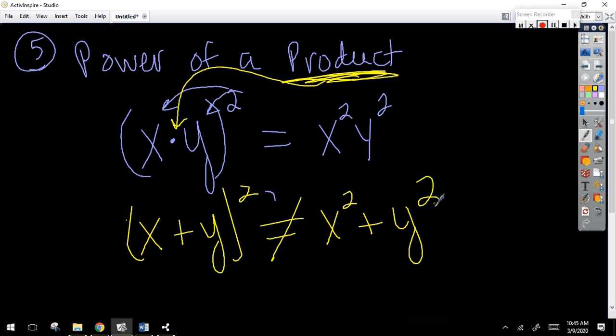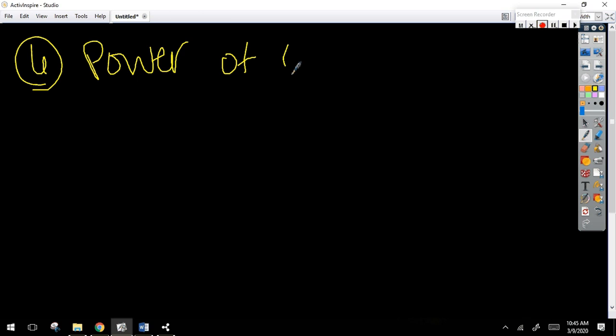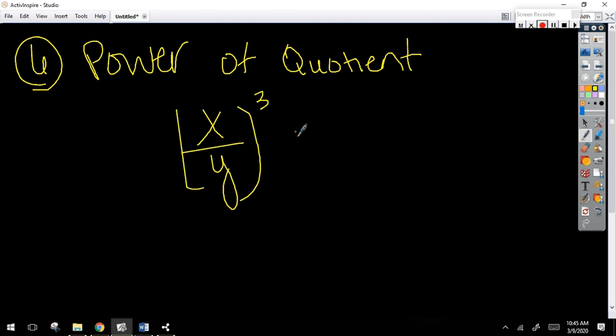You can't do that for subtraction either. So you can't do it for addition or subtraction, but you can do it for multiplication and division. I'm going to do a couple more examples with this, but I think 5 and 6 really go together. So then the last one will be power of a quotient. This one flips the last one. For instance, if I have x over y, and this time it's to the 3rd, it goes to both. So it's x to the 3rd over y to the 3rd.